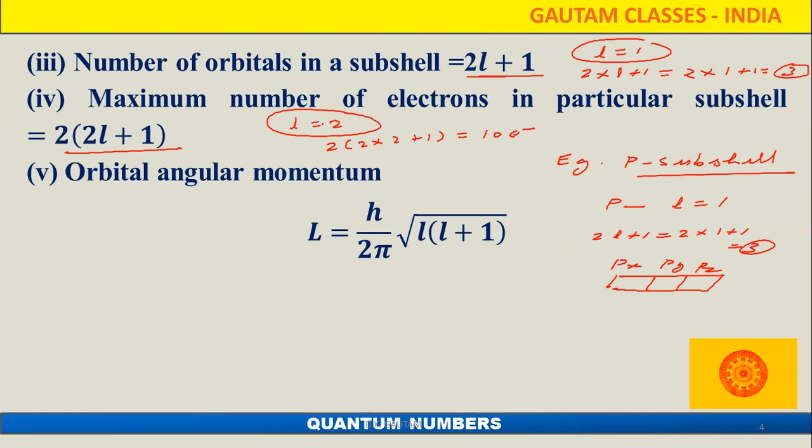If the azimuthal quantum number is 2, which type of subshell is it? That is the D subshell. You know that in the D subshell, 5 orbitals are present.